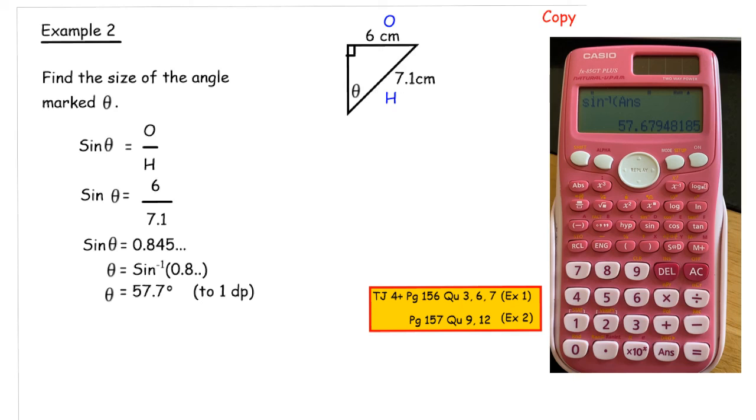Okay, so to practice the type like example 1, I need you to do in the 4+, the same textbook that we've been using these past few weeks, page 156, and it's questions 3, 6 and 7 of that exercise. Okay, so the exercise actually starts the page before. And then to practice some like example 2, finding the angle, it's further on in the same exercise on page 157, question 9 and question 12. So if you practice both of those, then you'll be pretty confident with using the sine ratio.